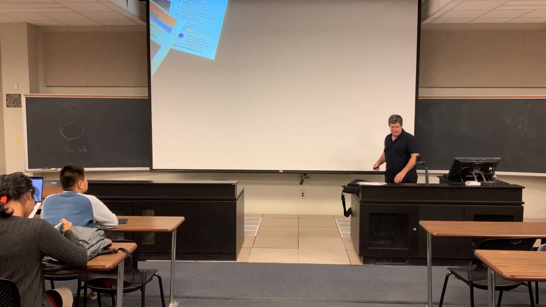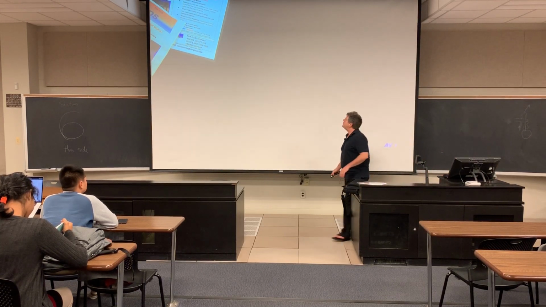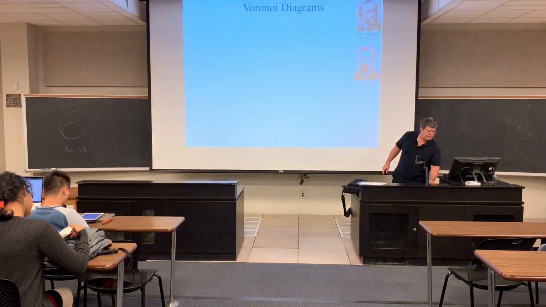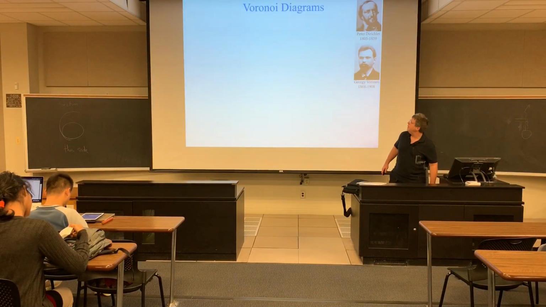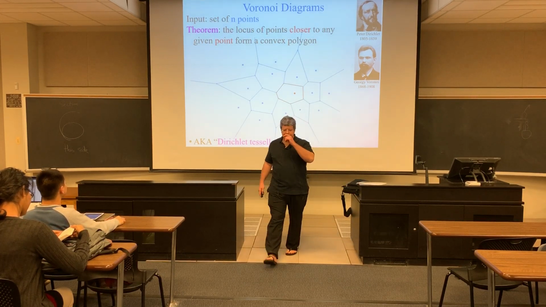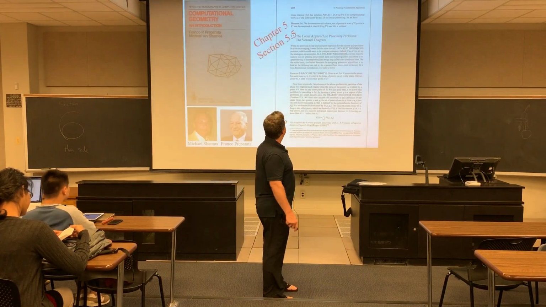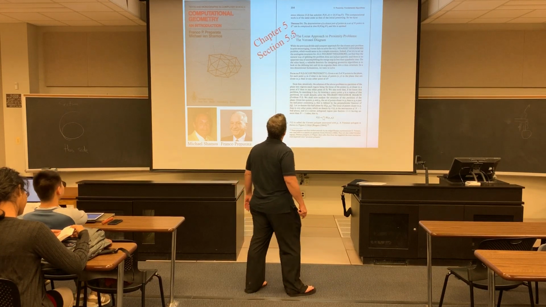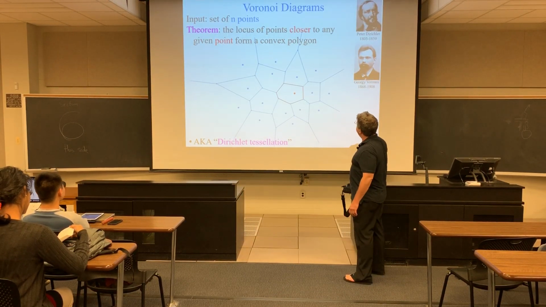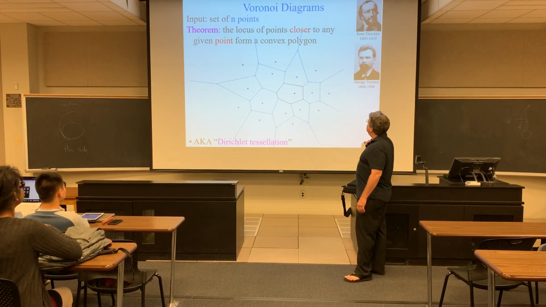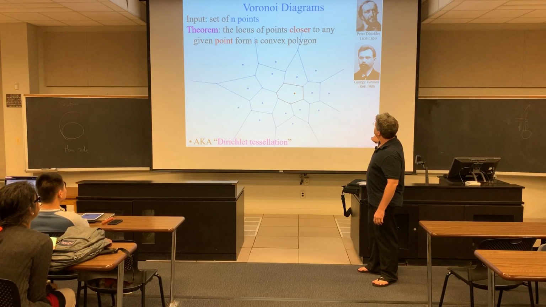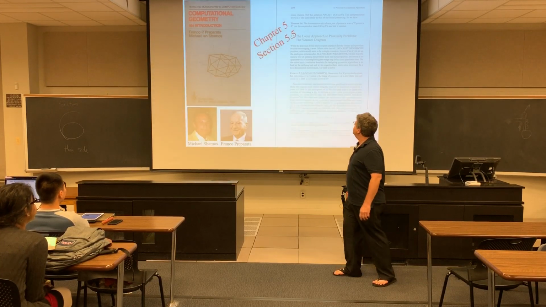So continuing with Voronoi diagrams from last time, we said that Voronoi diagrams store proximity information, and for every point of the point set that you're given, it constructs the locus of points, the convex polygon, whose interior points are closer to that point than to any other point.